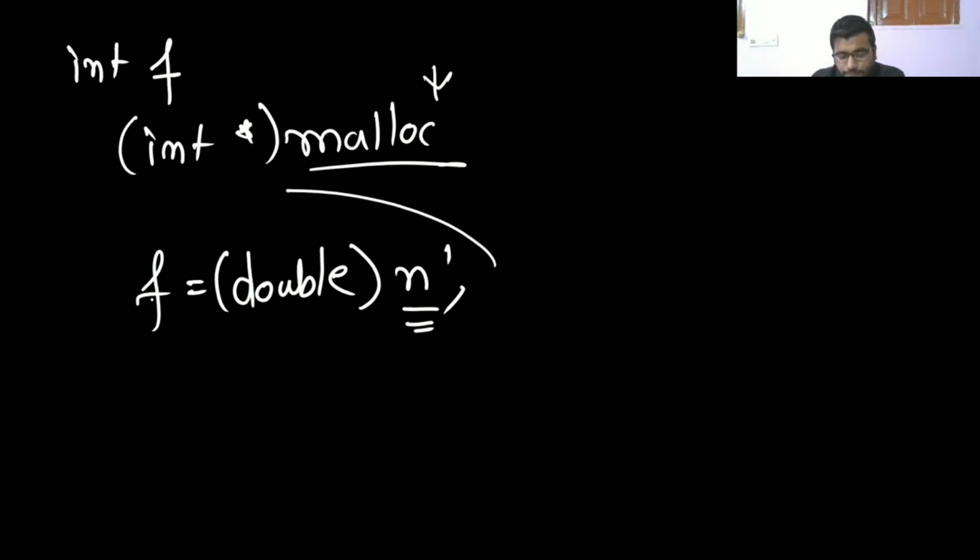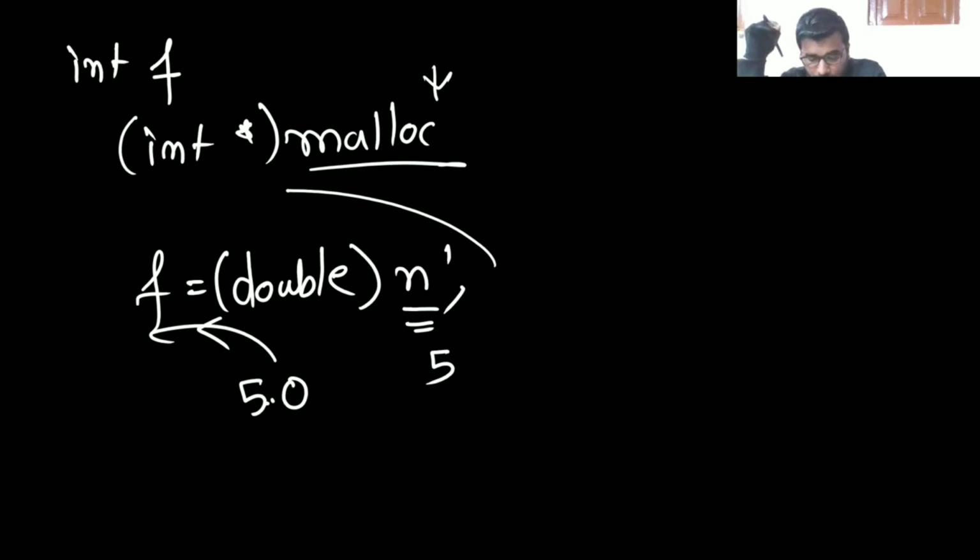क्लियर हो रहा है क्या? पास करना, जैसे इसको डबल में पास करना, तो डबल होके पास होगा. एन अगर 5 रहेगा तो 5.0 होके चला जाएगा, लेकिन एन 5 का 5 ही रहेगा, एन चेंज नहीं होगा. समझ में आया क्या? टाइप कन्वर्शन क्लियर है सभी को?